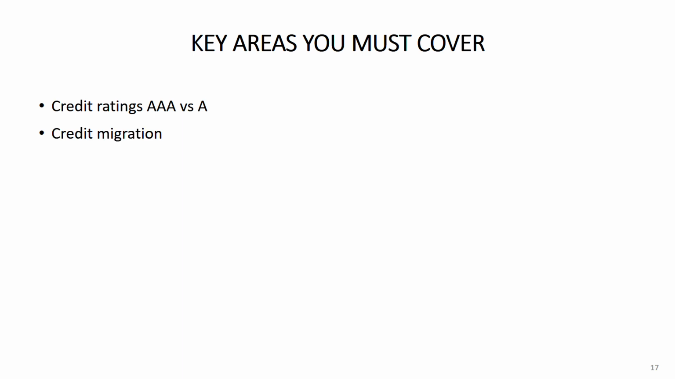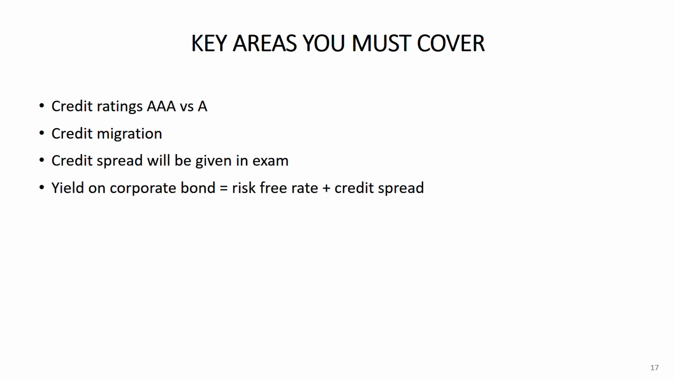Next, credit migration. Credit ratings do not stay the same. They change. They could go up or they could go down. Maybe it could become better, it could become worse. Let's say A is becoming better, the risk is reducing and it's going to double A. So it could happen like that. That is credit migration.